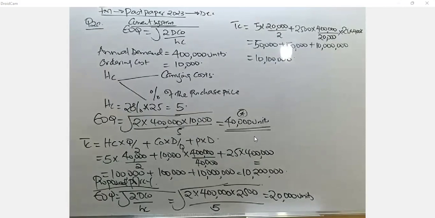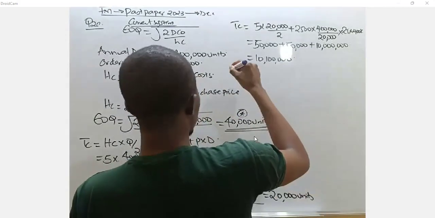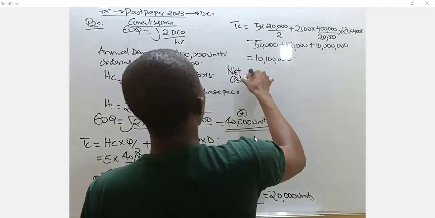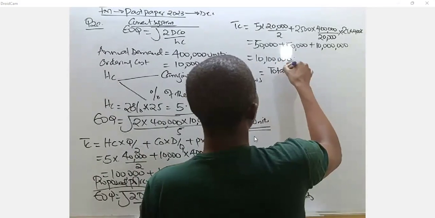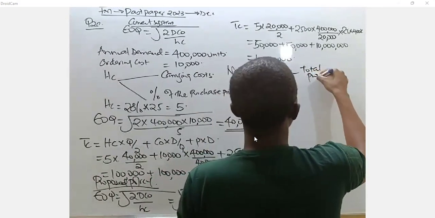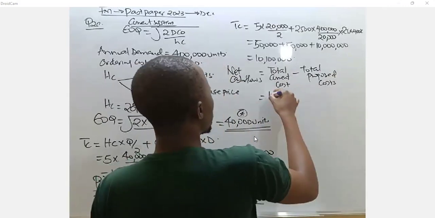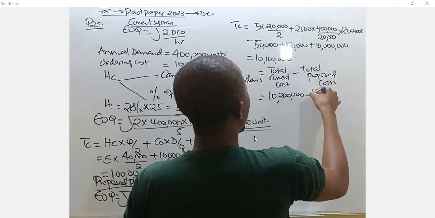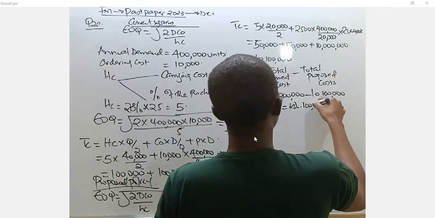When you look at it, we can compute the net cash flows, to compute your NPV now. Net cash flow, sorry. The net cash flows of ours, we are going to be getting them by taking the total current cost minus the total proposed. So in this case, the first one we were able to get is 10,200,000 minus 10,100,000. This translates to Kenya shillings 100,000.